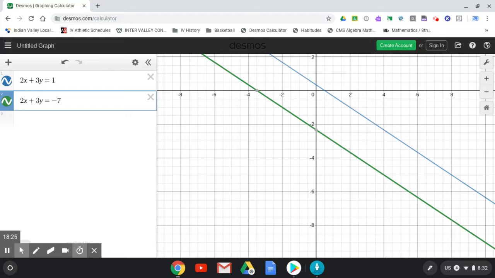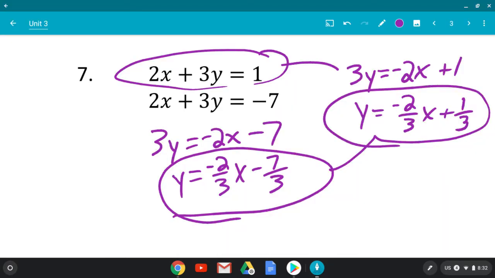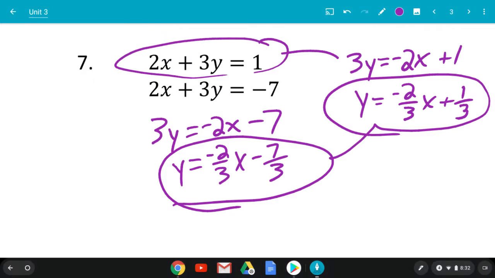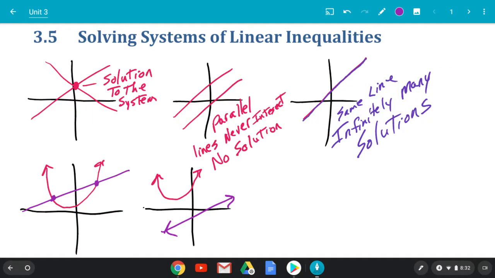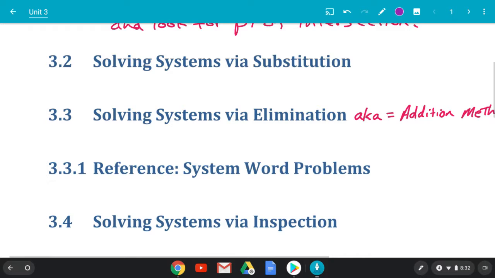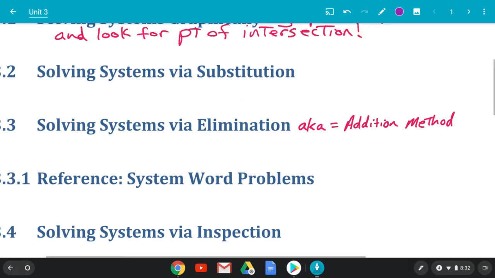Do you understand how easy this is with Desmos? Yes? Okay. Now, you're going to be able to use Desmos the whole time. But I want to show you the other two methods as well. What are the other two methods? Well, they are solving systems by substitution and by elimination. Their name determines what they do.